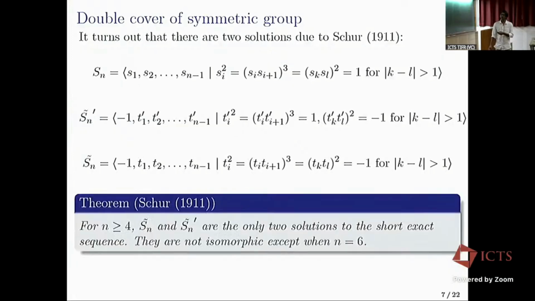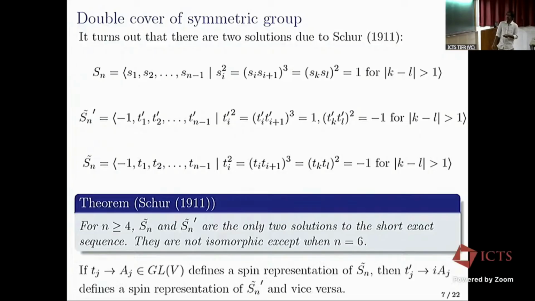And thanks to Schur, who proved that there are only 2 solutions to the short exact sequence which you have seen before, which are given by these two, and these two are non-isomorphic groups except when n equals 6.